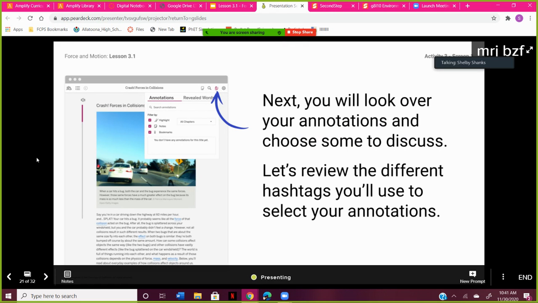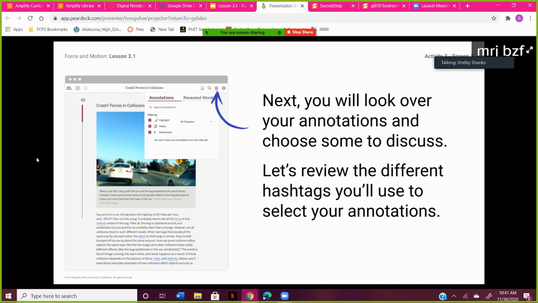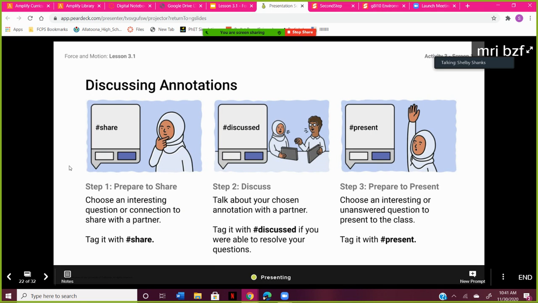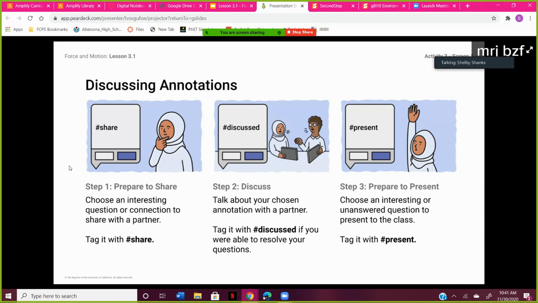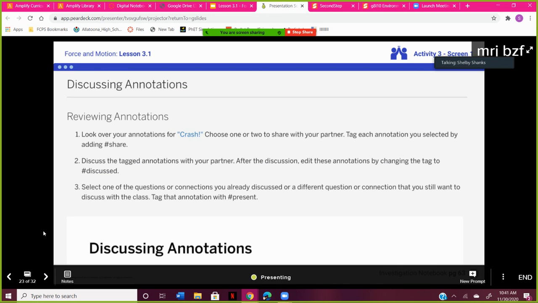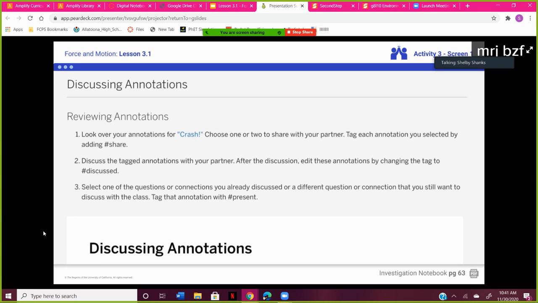All right, we're going to look over our annotations and choose some to discuss. I'm hoping that you guys have already picked out the one that you would like to go over. If we were in class, we would have done the share, discuss, and present hashtags. We would have shared it with a partner and discussed it with a partner, and then we would have presented it to the whole class, or at least a few. So look over those annotations. Make sure you choose one that we can discuss.